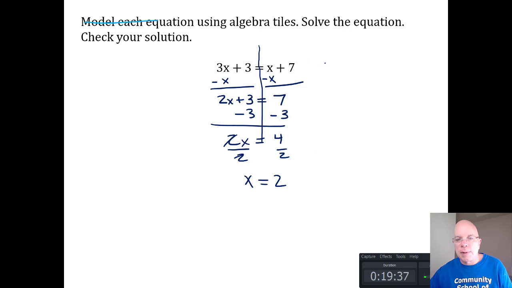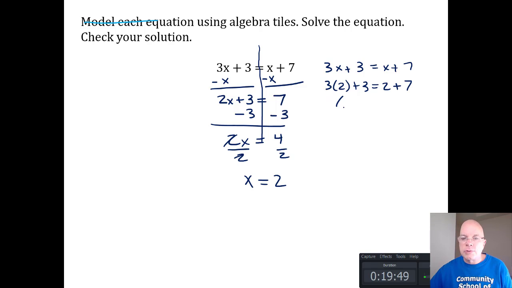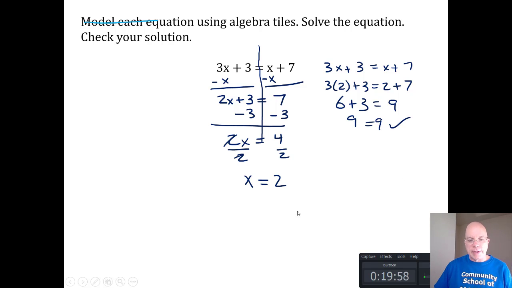Of course, I'm going to check my work, because I'm a good student, and substitute that 2 back into the original equation. 3 2's is 6, plus 3 is 9. And 2 plus 7 is 9, so 9 equals 9, reflexive property. That's how you use like terms to move variables around.